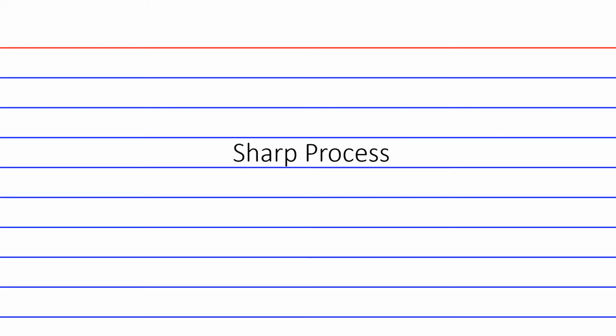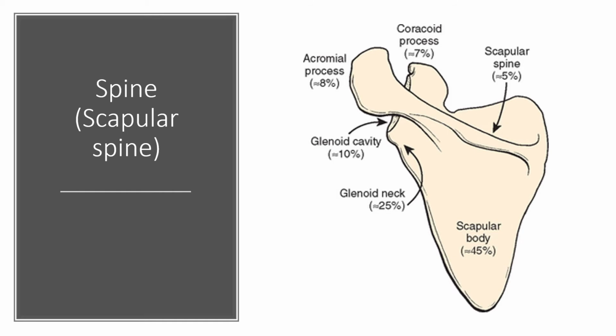This is a sharp process. A spine. A spine is a sharp process. One example would be the scapular spine. And there's also, like I said, a roughened projection of the spine of the scapula is also called a tuberosity.